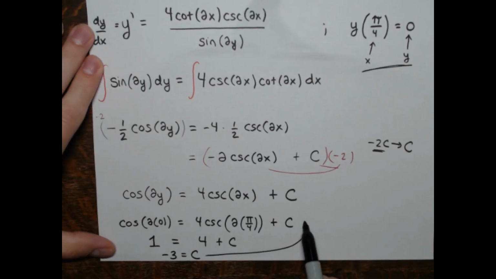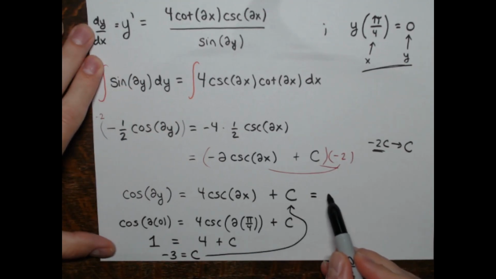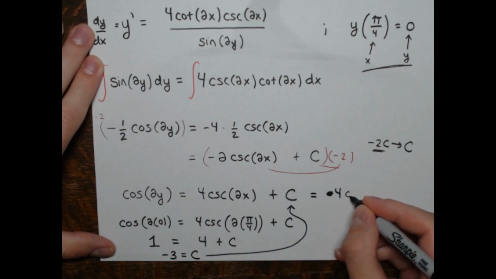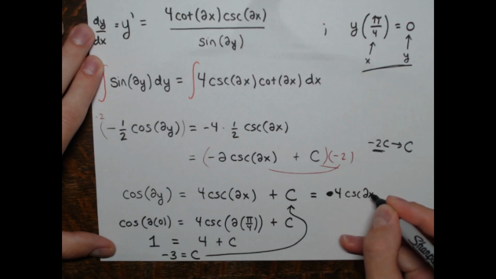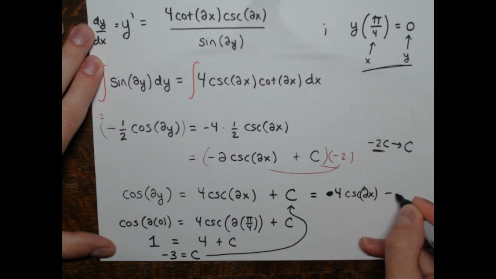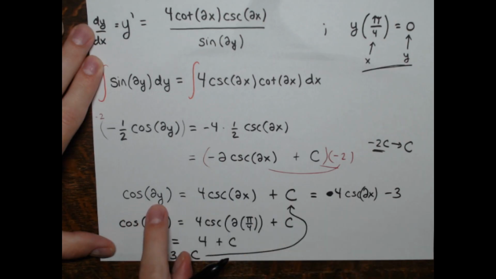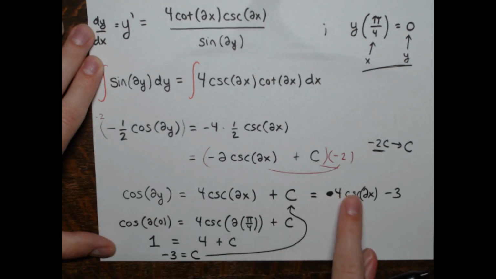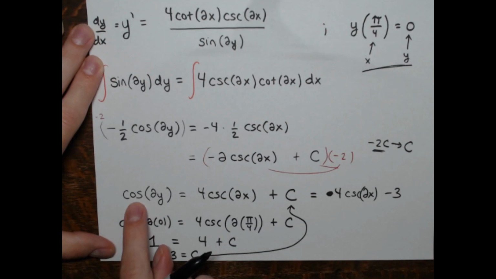So I'm popping that in up here. And we get 4 times the cosecant of 2x, and then minus 3. Plus some constant, plus c. The c is negative 3. So I have the cosine of 2y equals this, 4 cosecant of 2x minus 3. Then I'll just say what's happening, skip to the end.